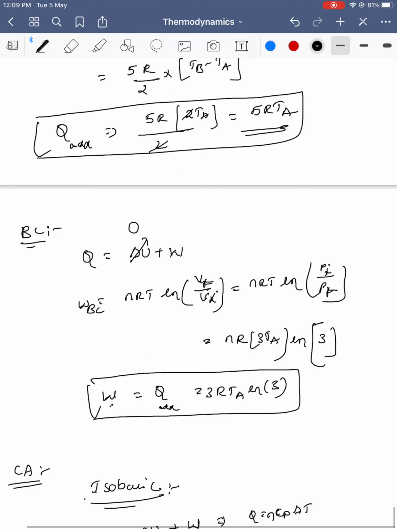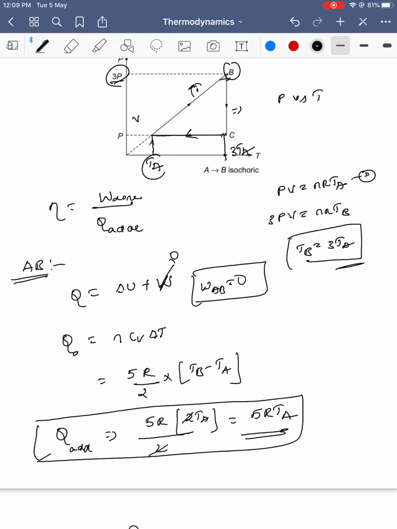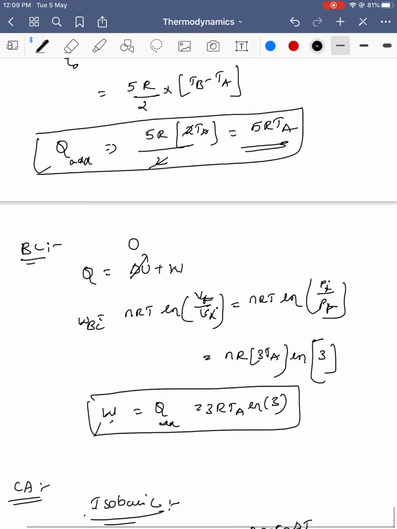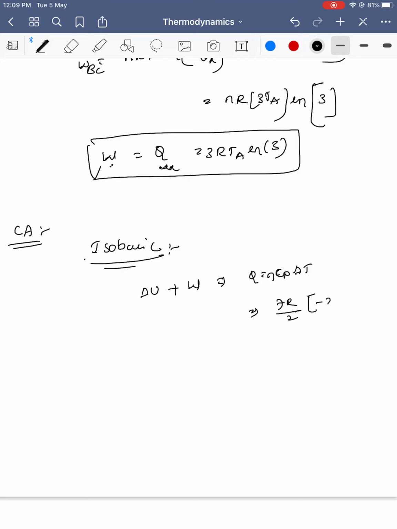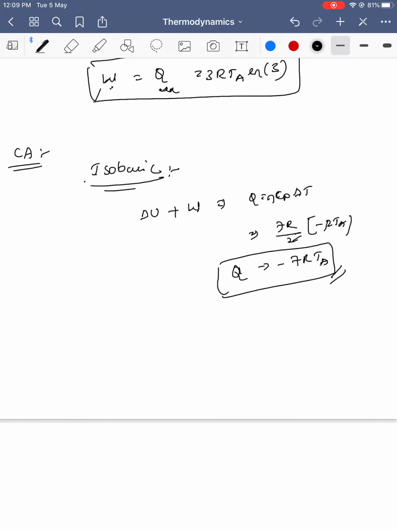What is the final temperature change? TA minus 3TA, that is minus 2TA. So TA gets cancelled. It is minus 7R TA. So this is Q, and the minus sign represents heat removed. Next, work done. Work done, P into delta V, is nothing but nR into delta T. So n is 1, R into delta T is nothing but minus 2TA.